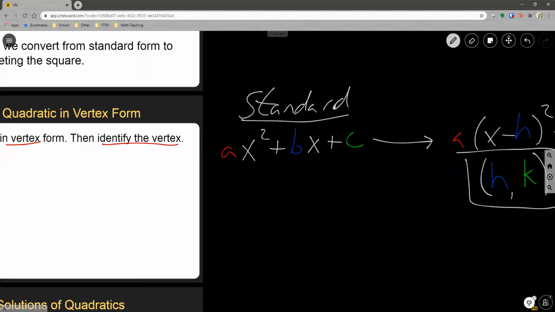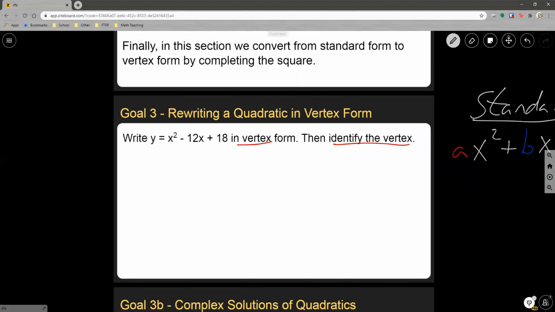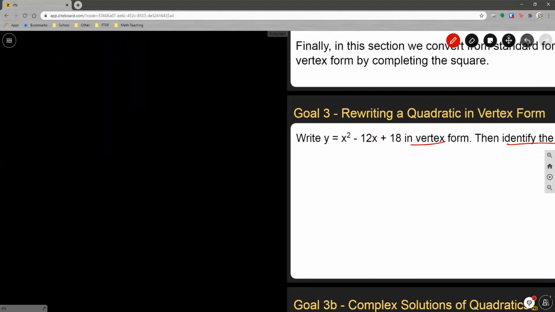Okay. So if I want to convert this to vertex form, it's really quite straightforward. I'm just going to use the completing the square method. I'll do this on the left here. Start with red. So if I got the equation y equals x squared minus 12x plus 18, and I want to convert it to vertex form, well, I need to complete the square to start that. So I'm going to subtract 18 from both sides.